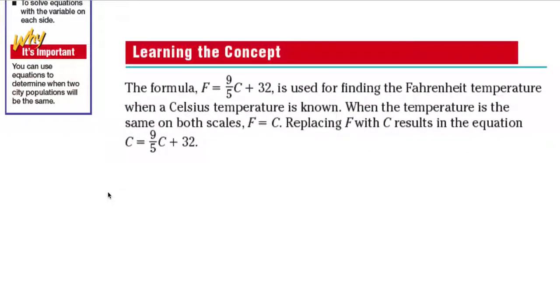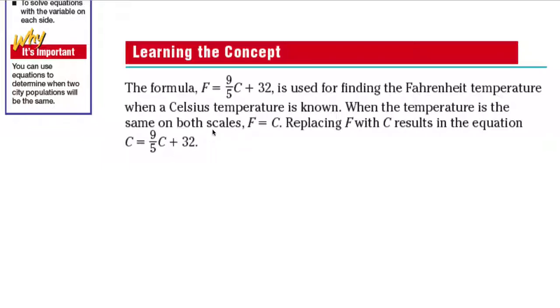The formula F equals 9/5 C plus 32 is used for finding the Fahrenheit temperature when a Celsius temperature is known. When the temperature is the same on both scales, F equals C. So basically what it's saying is that to find the temperature in Fahrenheit, if Celsius is given, just follow this formula. So replacing F with C results in the equation C equals 9/5 C plus 32.